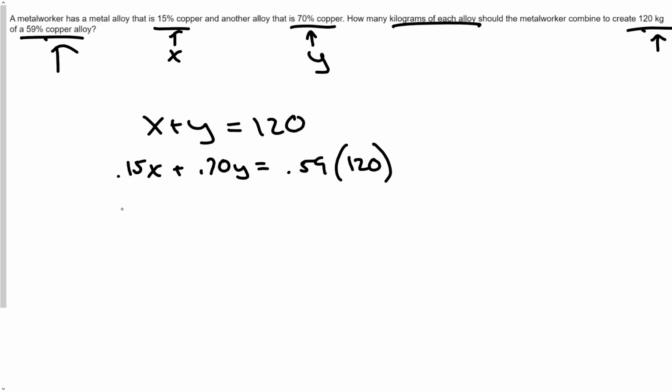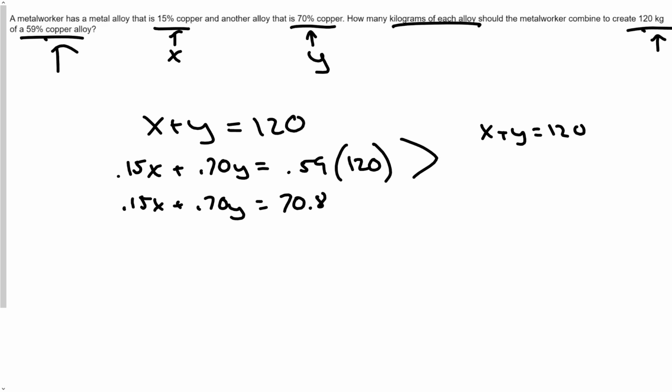Okay, so let's clean the second equation up again. 0.15x plus 0.70y. I'm going to use a calculator now and just multiply 0.59 and 120, and I get 70.8. Now, usually, I would say that it is a little bit harder to solve. Oh, here's my new system. So my new system is my first equation and my second equation. 0.15x plus 0.70y is going to equal 70.8.